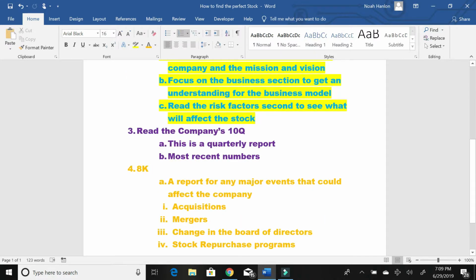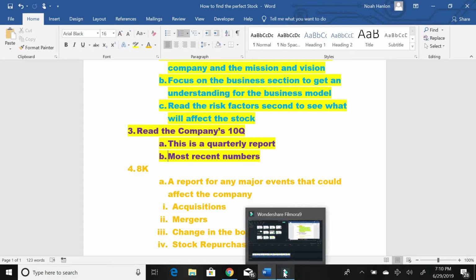And after you read the 10-K, you're going to want to read the company's 10-Q. The 10-Q is very similar to the 10-K, but it's the company's most recent numbers. By most recent numbers, I mean it's the most recent financial statements that the company puts out every single quarter. That is very important because you want to stay up to date with these companies that you're picking. In addition, it also updates the risk factors, so in case you have to sell the stock for any risk factor reason, it will be provided to you in the 10-Q.